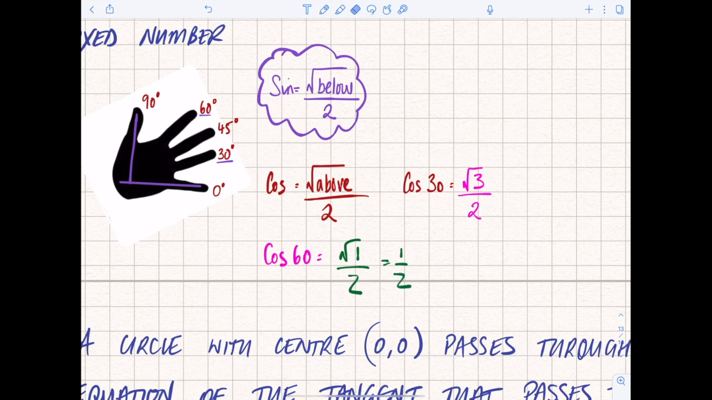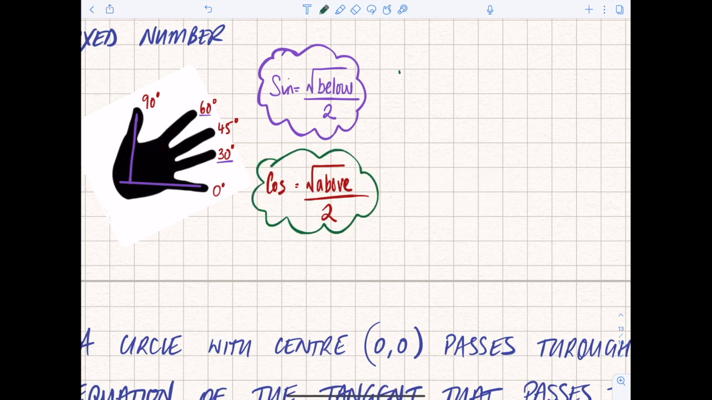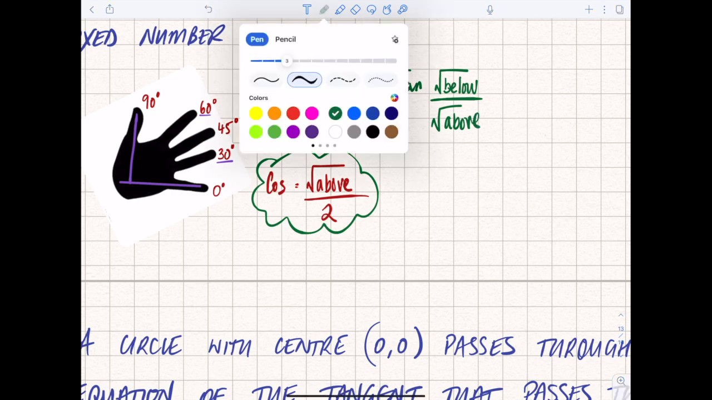Okay, so cos is the opposite of sin. It's root above over 2. And then the hardest one to remember is tan. Tan is a combination of those two. It's the square root of the fingers below over the fingers above. Okay, so let me give you an example.